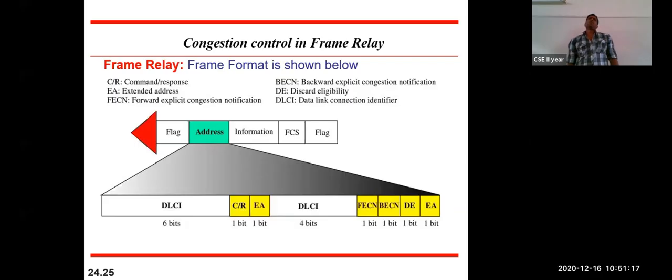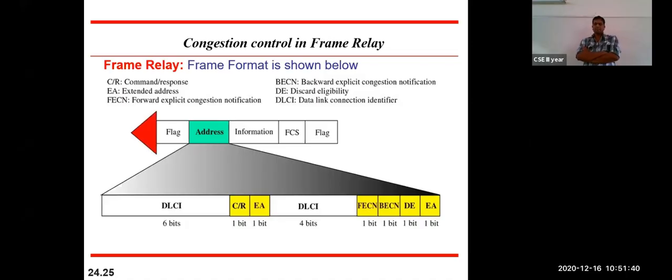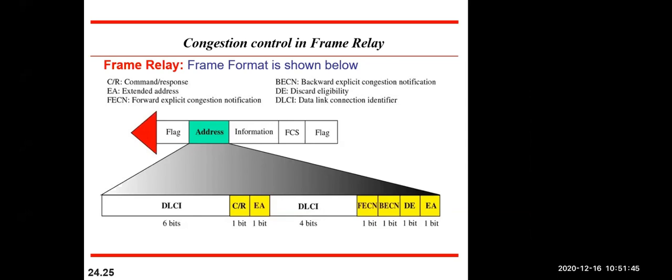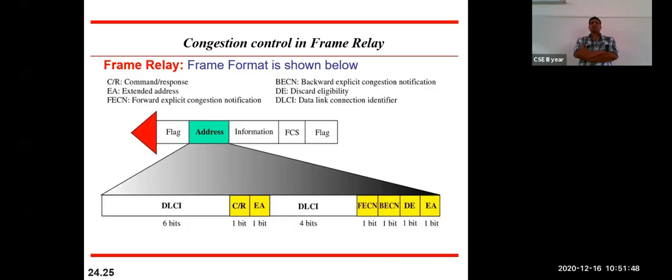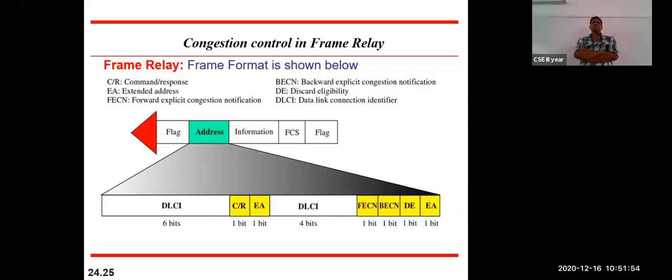Here is my question. What is the most important field in HDLC frame format? Anyone in the class? Maybe address. How many types of frames do we have in HDLC? I frame, S frame, and U frame. Okay, 3 frames. How did you identify if it is an I frame, U frame or S frame? Which field helped you?